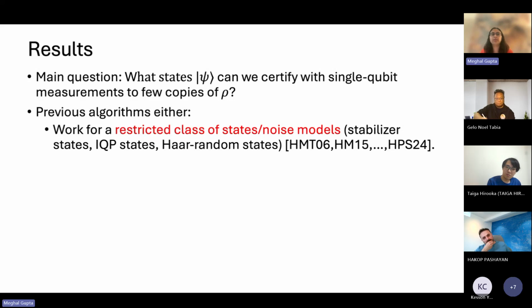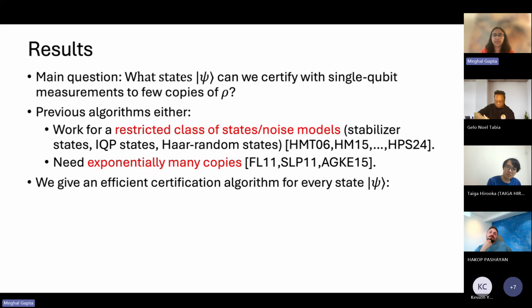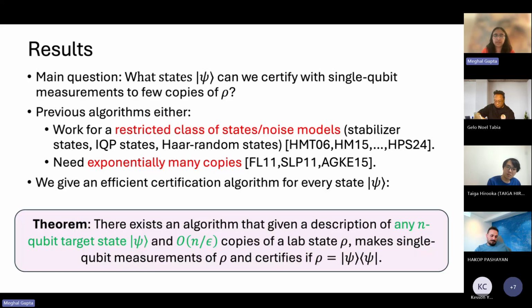measuring all but one of the qubits in the computational basis and then measuring one qubit in a random basis. And there are other works that work for all possible psis, but need exponentially many copies in the worst case. So this work answers the question definitively and says that there actually is an algorithm for every state psi. The theorem is that there's an algorithm that, given the description of any n-qubit target state psi and n over epsilon copies of the lab state rho, makes single qubit measurements on rho and certifies whether or not rho is equal to psi.